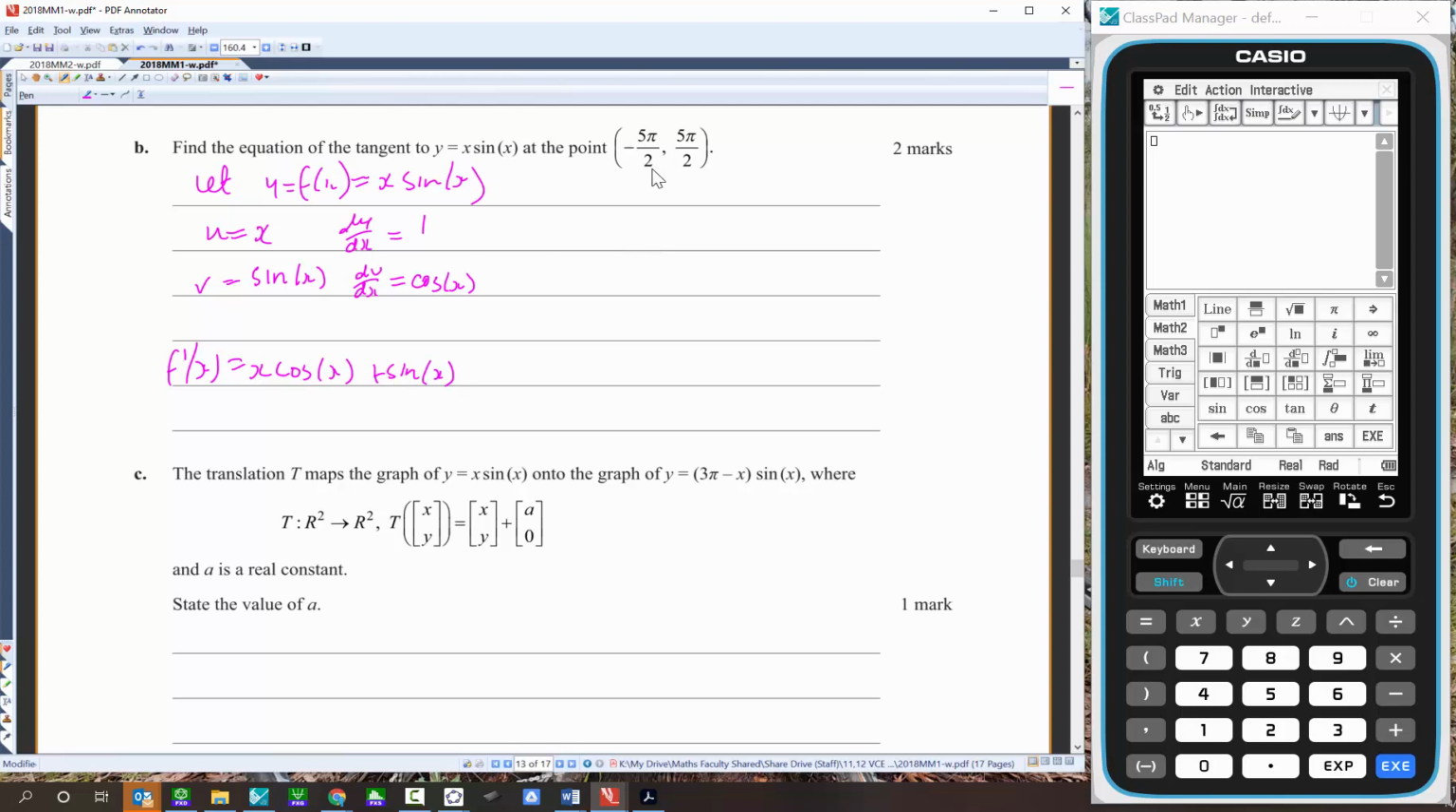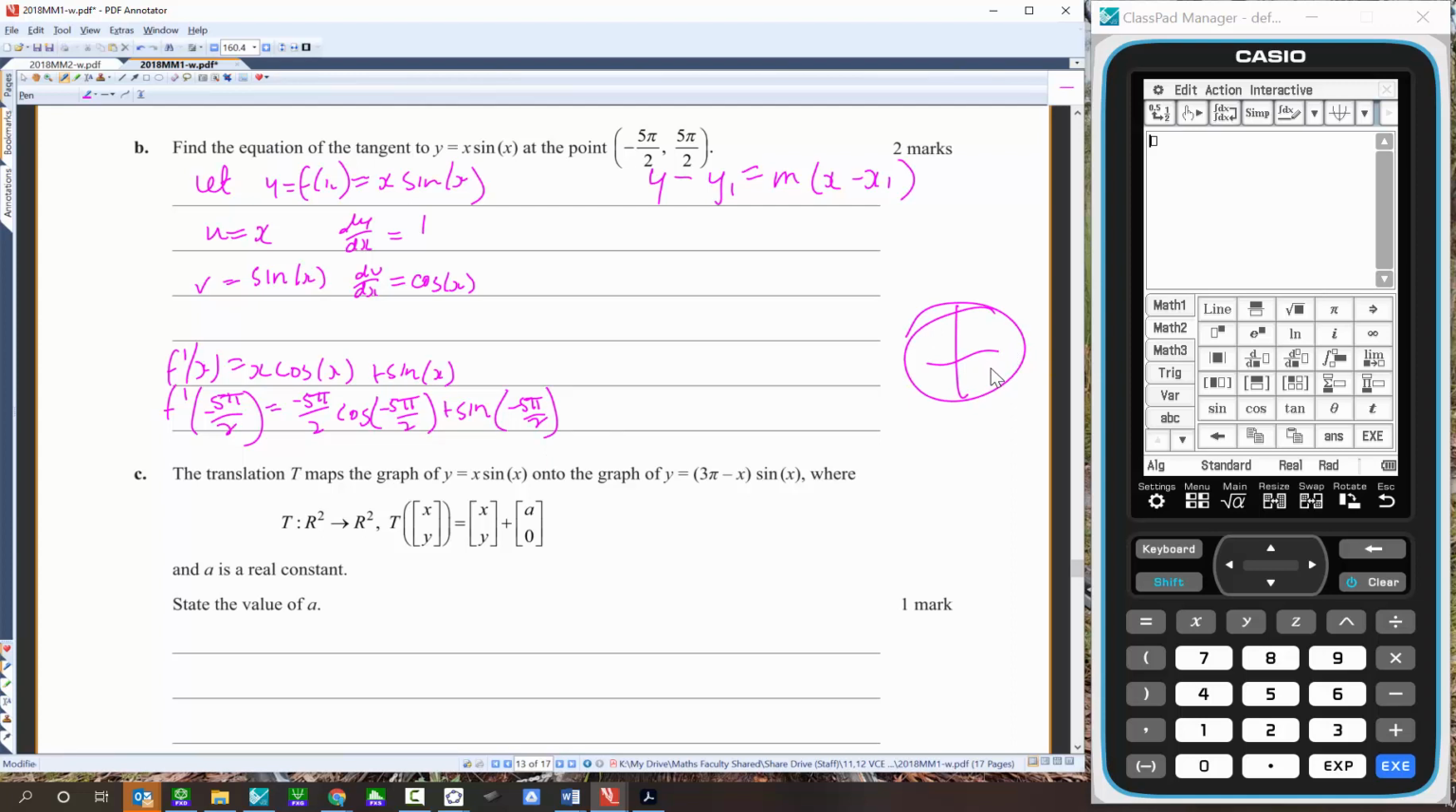All right, now why did I do that? Well, what I want is the equation of the tangent. So what I'm trying to do is fill in y take y1 equals m, x take x1. So I've found the gradient function. Now I'm going to check out what the gradient is at this point, and then I'll put this point into this. So let's do f dash of negative 5 pi on 2, which is negative 5 pi on 2 times the cosine of negative 5 pi on 2 plus the sine of negative 5 pi on 2.